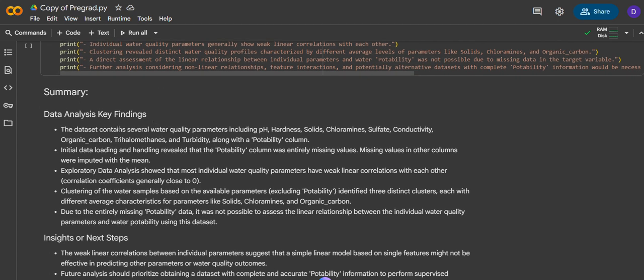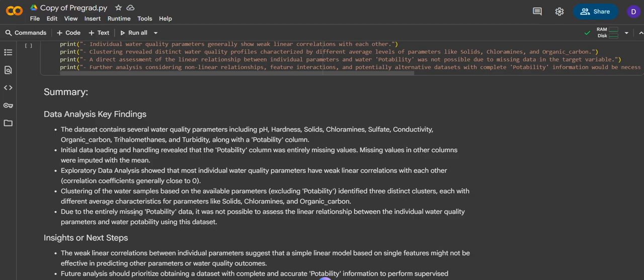Now, what are your key findings? You have to include that too. First of all, trihalomethanes and turbidity, among several other parameters, have affected water to a great extent. Moreover, it also shows a weak linear correlation with each other, generally close to zero. And the water samples, based on available parameters excluding potability, identified three different clusters, each with average characteristics for parameters like solids, chloramines and organic carbon.